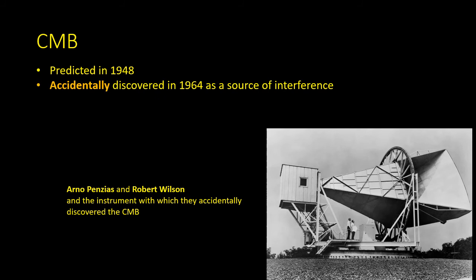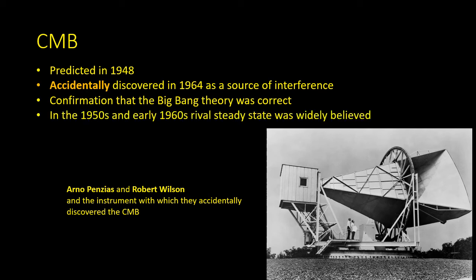Interestingly, the microwave background was predicted way back in 1948, but no serious attempt had been made to search for it. It was accidentally discovered by Arno Penzias and Robert Wilson in 1964 as a source of interference. Its discovery proved confirmation that the Big Bang theory is correct, because in the early 50s and 60s the rival steady state theory was popular.